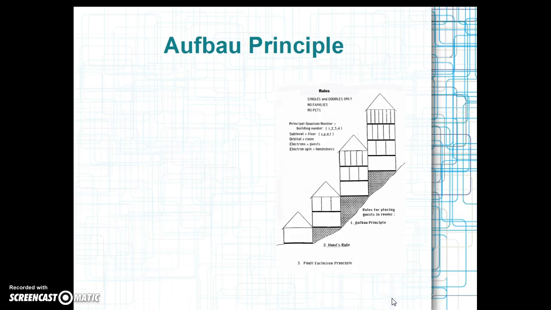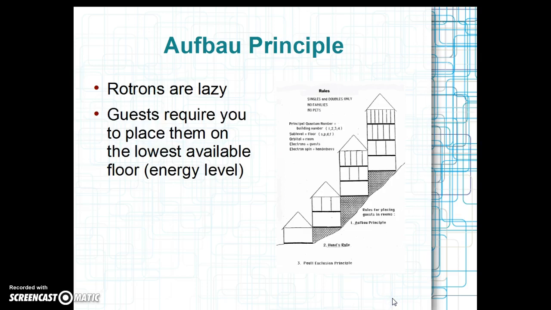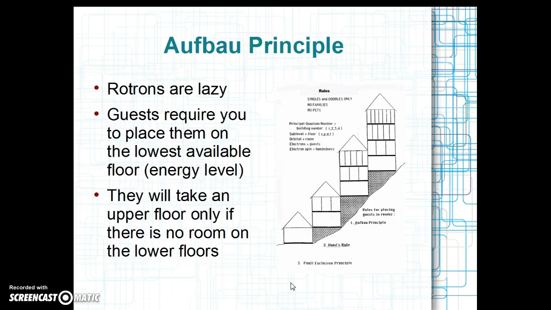This begins our rules. The first is the Aufbau principle. Rotrons are lazy. They require you to place them on the lowest available floor, as electrons require you to place them on the lowest energy level. They will take an upper floor only if there is no room on the lower floors. So you see here the very lowest floor is this house we'll call energy level 1. Then there is another house here, which is energy level 2, but there are 2 floors. There is this third house, we'll call that energy level 3. There are 3 floors, and so on. You must put the Rotrons in the lowest available room.